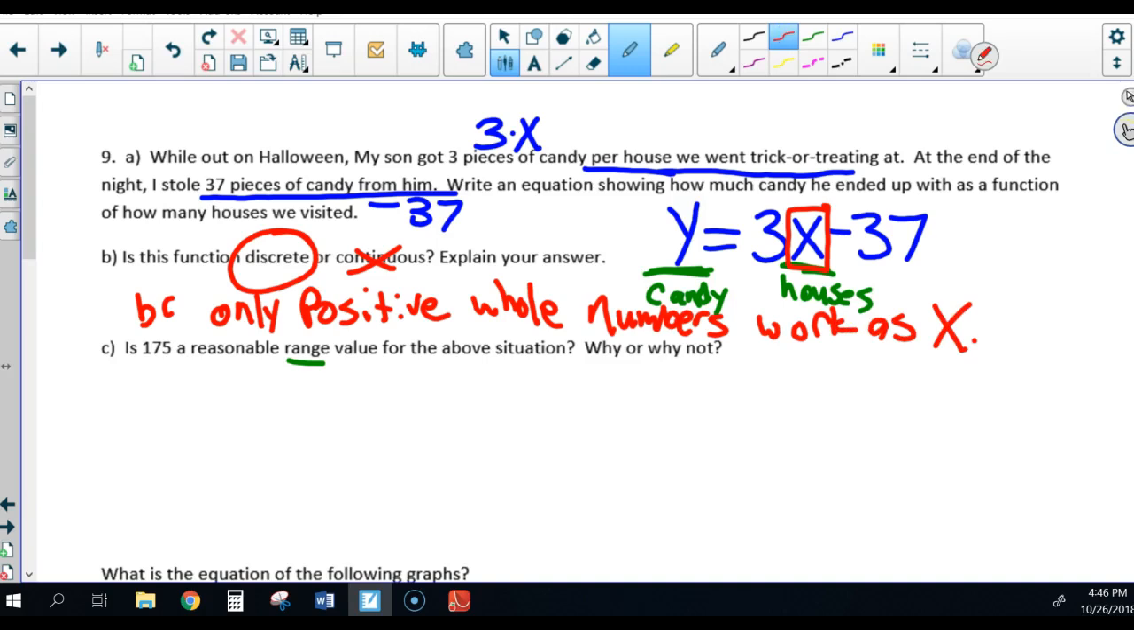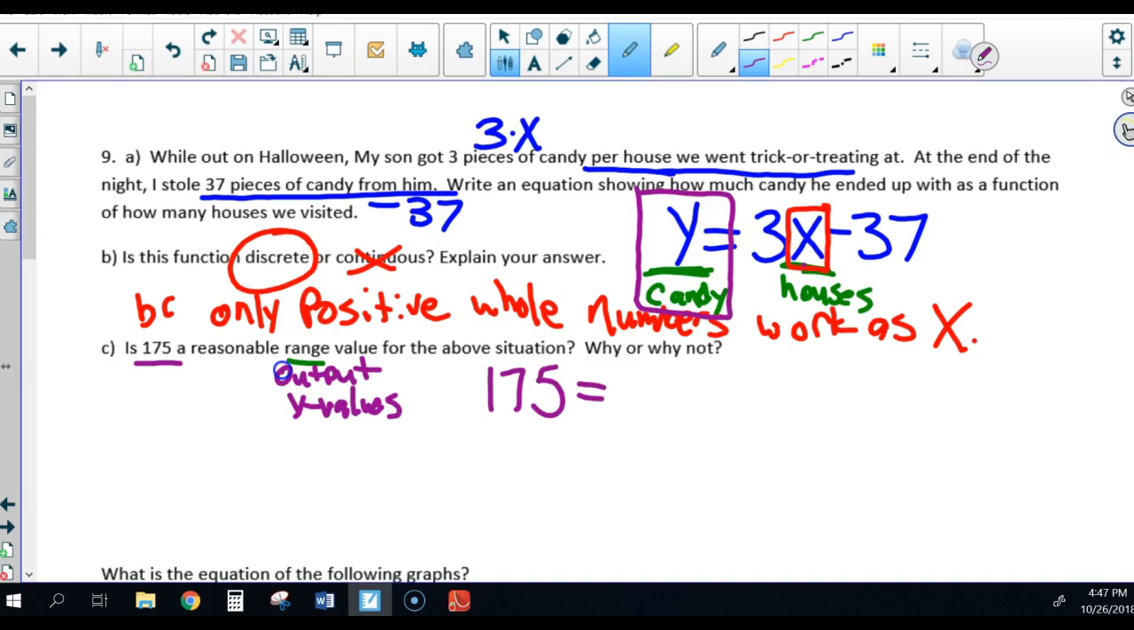Is 175 a reasonable range value? I know that range is the output, which is the Y values. So output, or Y, is candy. So what this is asking is, could he have ended up with exactly 175 pieces of candy? Why or why not? Is there a certain amount of houses, or a certain X, that gives me the output 175? Well, I could guess and check. I could start plugging in numbers until I either find it or not, or I can just replace Y with 175. So I'm going to go that way.